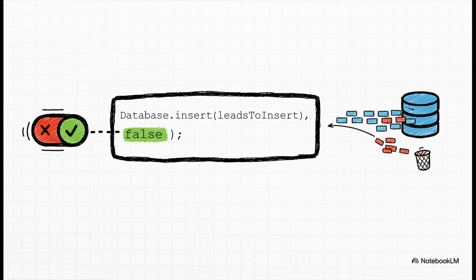And here is the fix. I mean, look how simple this is. Just by adding that little comma false as a second parameter, you've enabled partial success. Now, the 90-something valid leads, they get created. And you've stopped a total catastrophe with just a single argument.